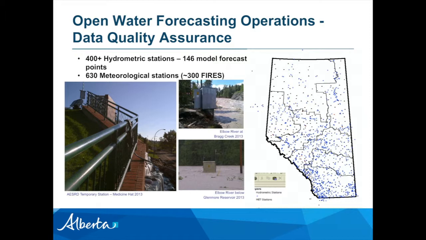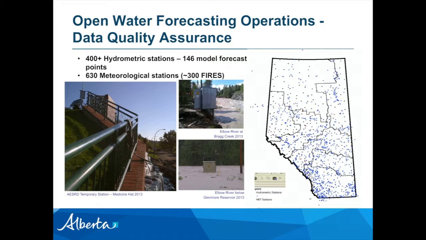I want to draw your attention to the picture on the left. This is a really interesting story. So the monitoring crews within ESRD about 2 years ago started working with this idea of having temporary stations that you can transport anywhere within the province to measure water level and different things like that, and have the ability to basically send all of that data into our database real time.